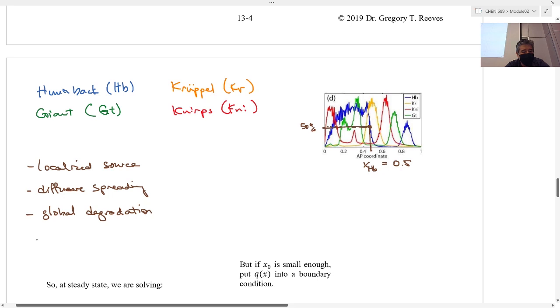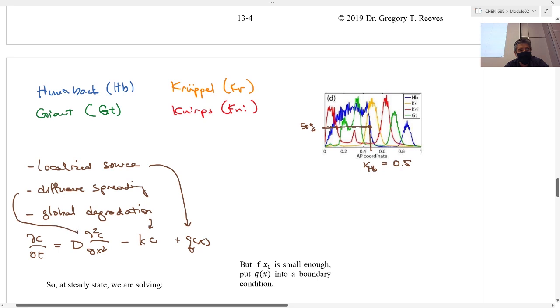So the model for this would be dc/dt, partials, I should say, equals a diffusivity times this diffusion term, the second derivative in space, minus global degradation. That's a k times c, where c is the concentration of Bicoid, plus this q of x term, this localized source. All right, so you have the localized source q of x, you have global degradation kc, and you have this diffusive spreading, which is the first term.